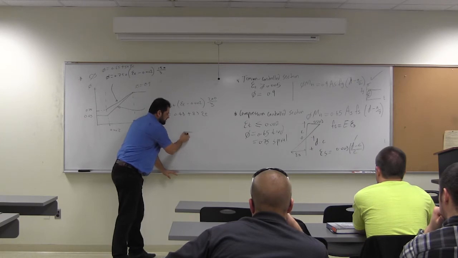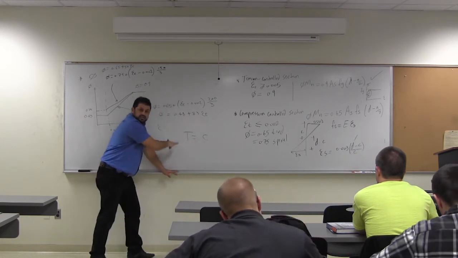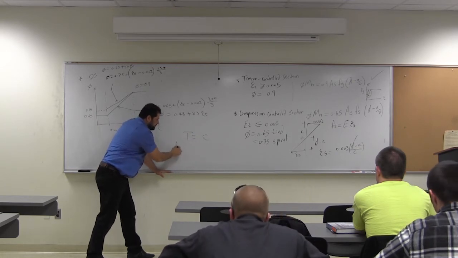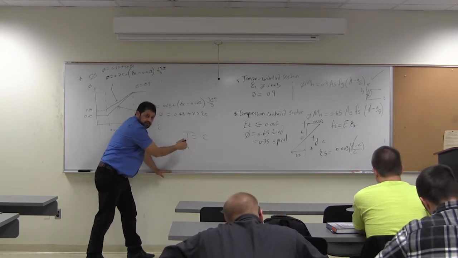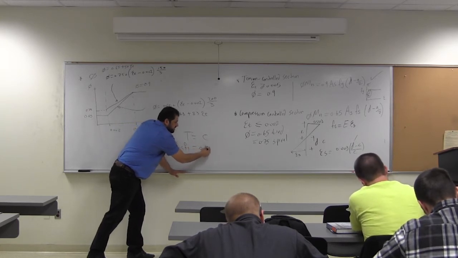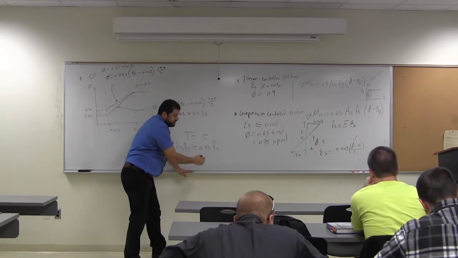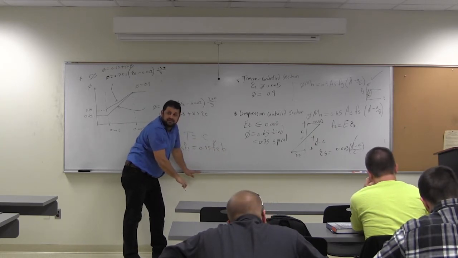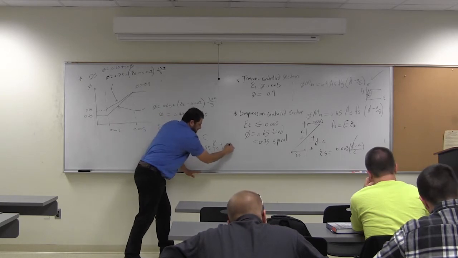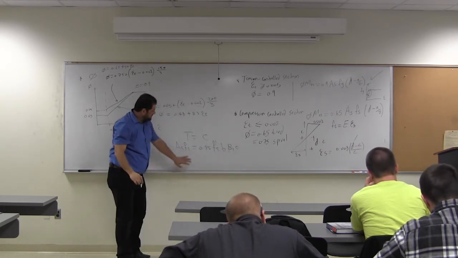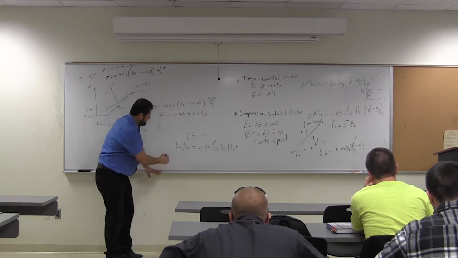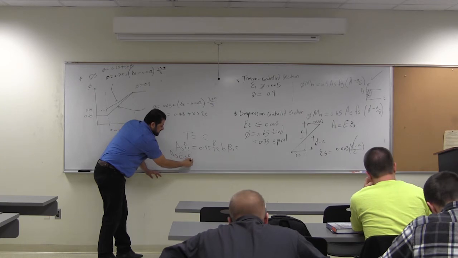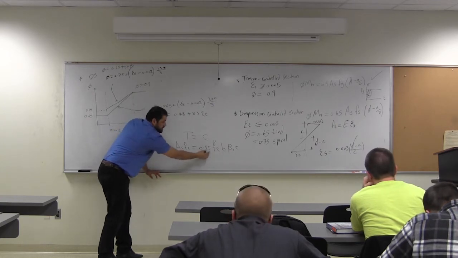T equals C. Tension equals compression in the concrete. That's the big C, the compression in the concrete. So what's T? As Fs we said, equal 0.85 F prime C B A. What's A? Beta 1 C. What's this guy? AS. What's Fs? ES epsilon S equal this.